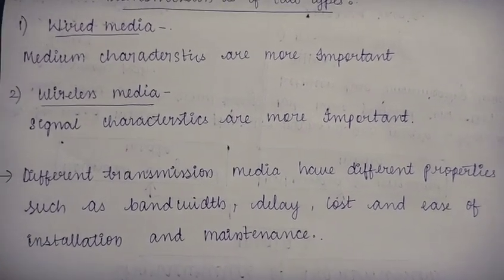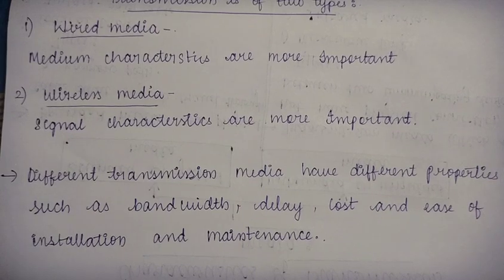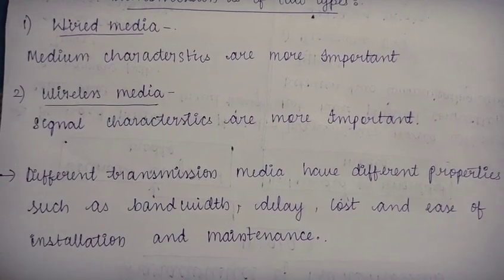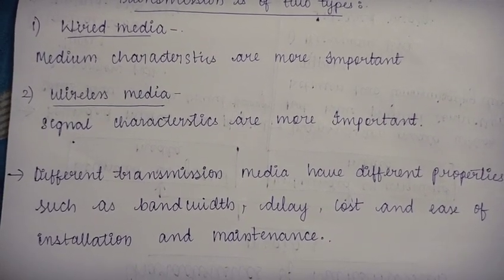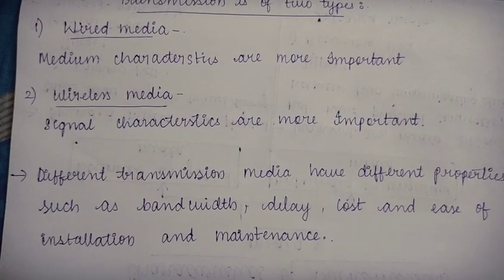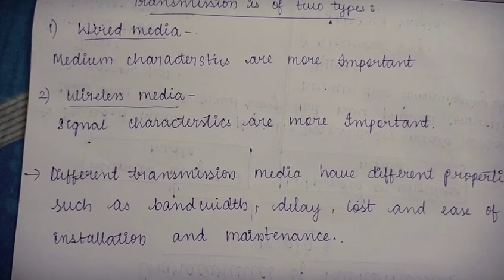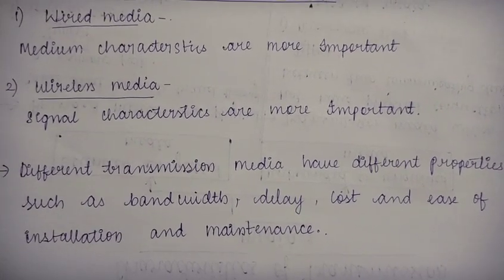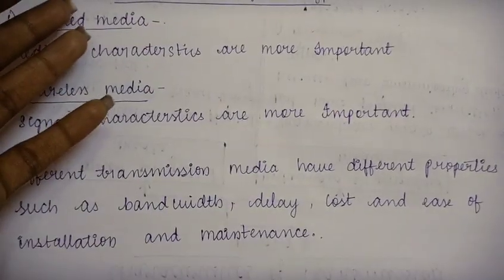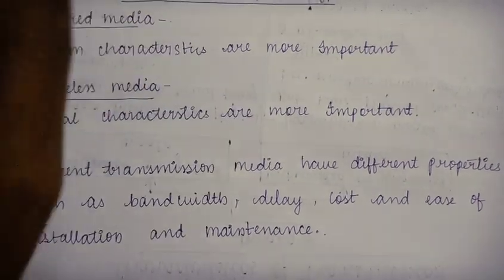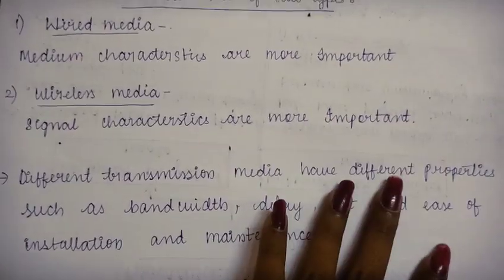Now, different transmission media have different properties such as bandwidth, delay, cost, and ease of installation and maintenance. For example, let's take the Wi-Fi example. We have ACT Broadband, we have Jio, we have Airtel. All of them have different properties, right? Bandwidth, different cost, different installation, different maintenance. So same thing, different transmission media have different properties. Okay, I hope you got this.